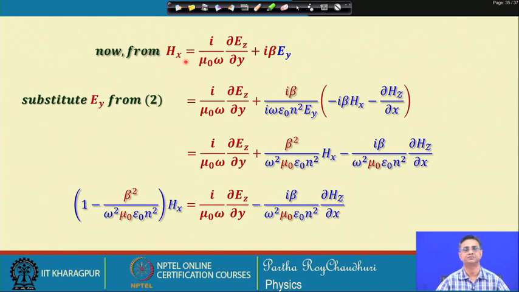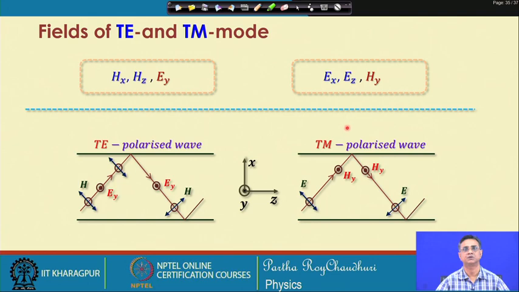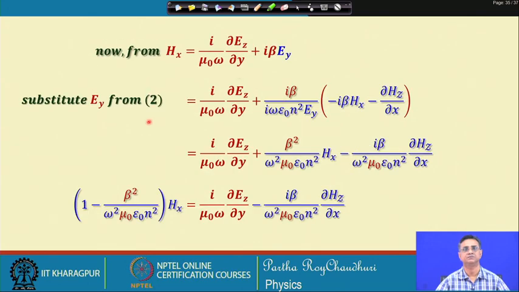Now, from Hx equal to this equation, the equation which has been mentioned, from this equation, if we substitute the value of Ey from equation 2, that is the other equation, you really have to play with all the available 6 equations. So, if I substitute the value of Ey from equation 2, then you can write that this is the expression for Ey, and multiplied by i beta it has given you this equation. So, if you open up this bracket, then you can write this equation in this form.